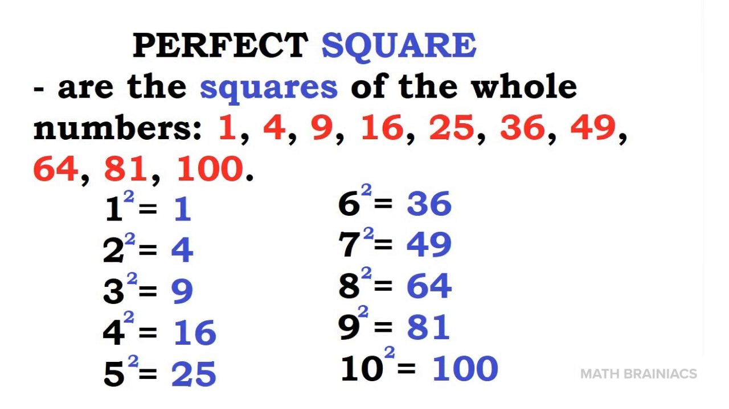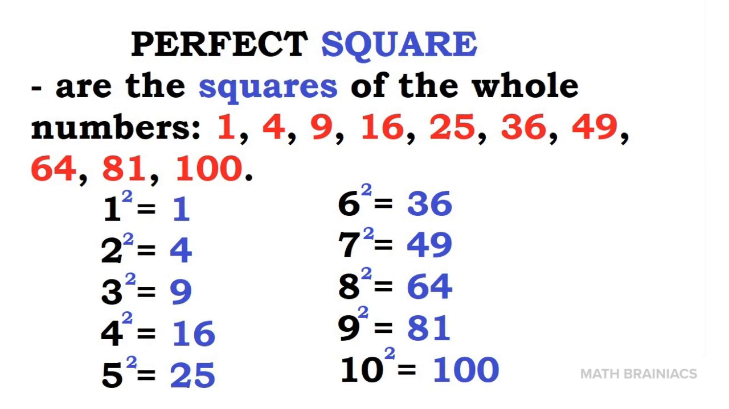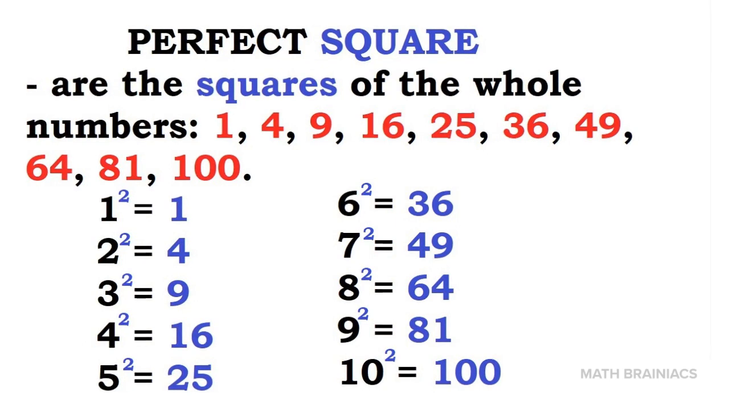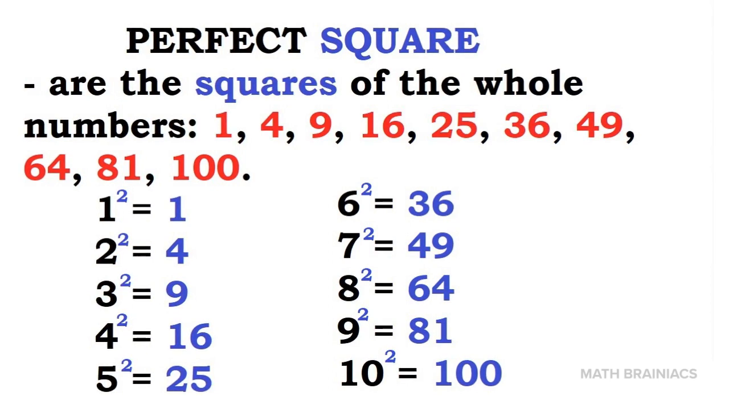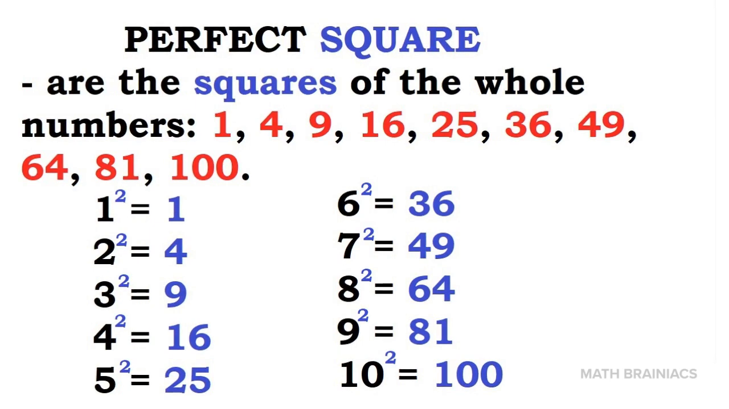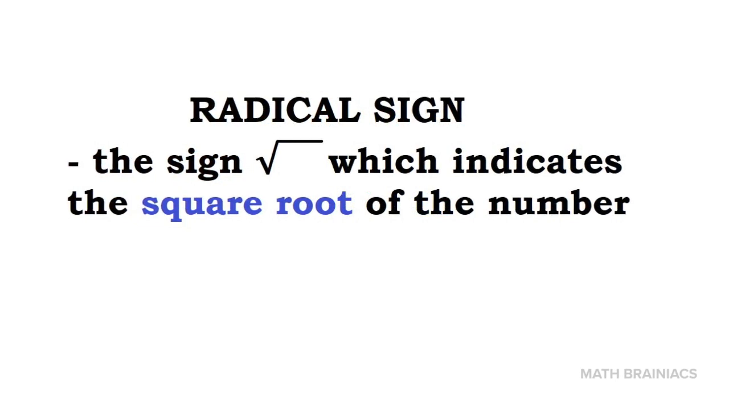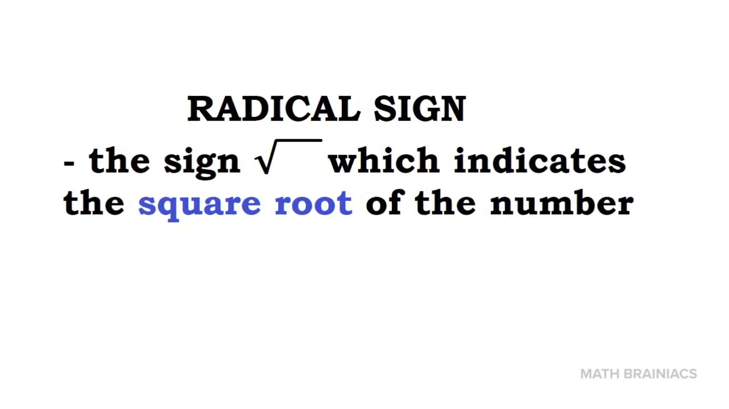Perfect squares are the squares of the whole numbers. For example, 1 squared is equal to 1. 2 squared is equal to 4. 3 squared is 9. 4 squared is 16. 5 squared is 25. 6 squared is 36. 7 squared is 49. 8 squared is 64. 9 squared is 81. 10 squared is 100. And there will be a lot more squares that you can encounter here. Radical sign is the sign of the square root. This indicates square root. Okay, remember this.